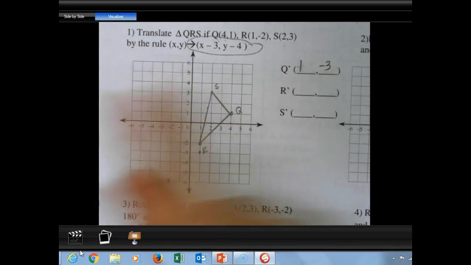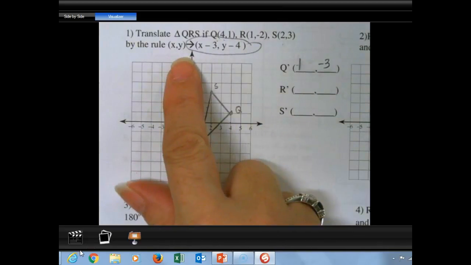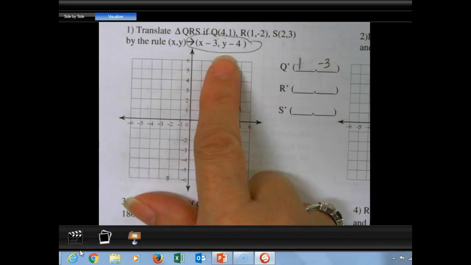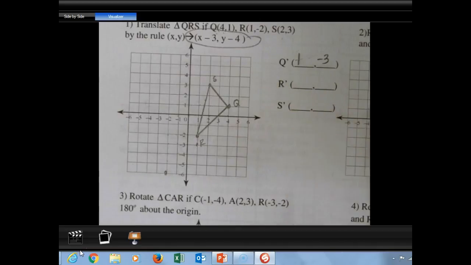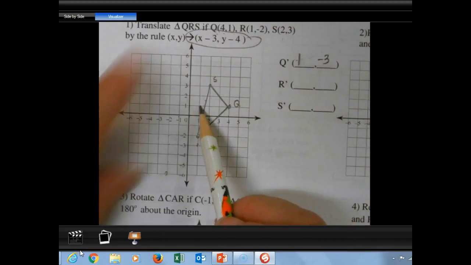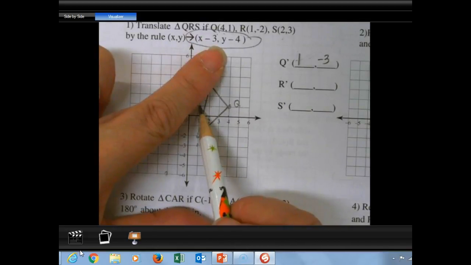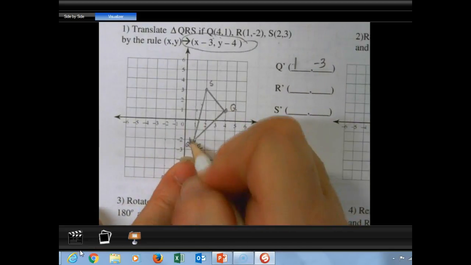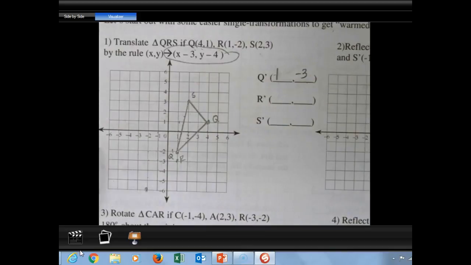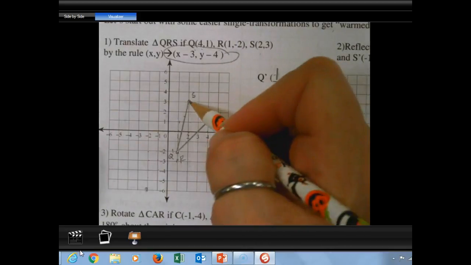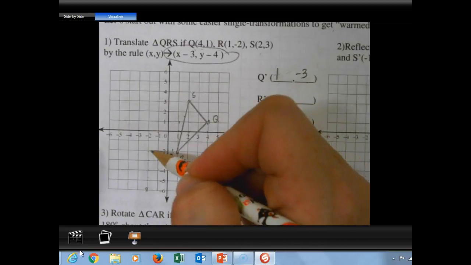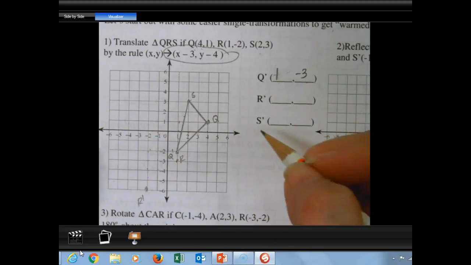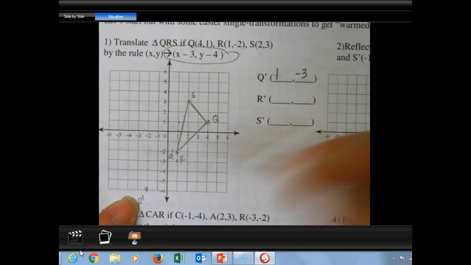So if the directions tell me that I'm going to take this original figure and do a slide, what kind of transformation is that? It's a translation. So I'm going to take my original points, which I did with Q, I went left 3, because that's x minus 3, and down 4, because it's y minus 4. And I ended up with Q prime here, which is 1, negative 3. Now I'm going to take my R, and I'm going to go left 3 and down 4. And this becomes my R prime, and it is at negative 2, negative 6.